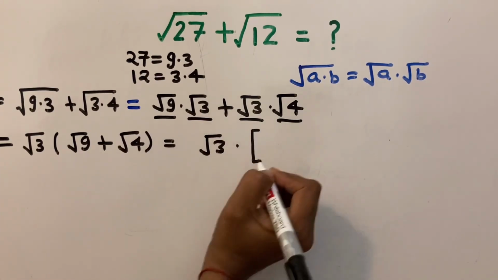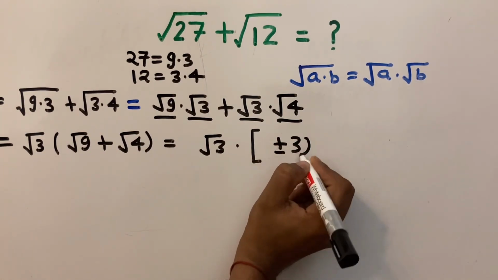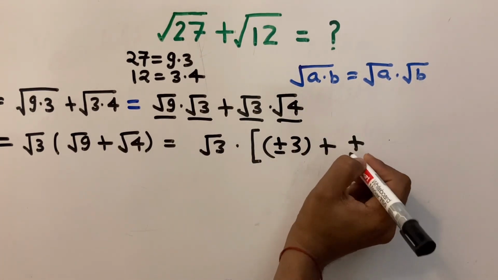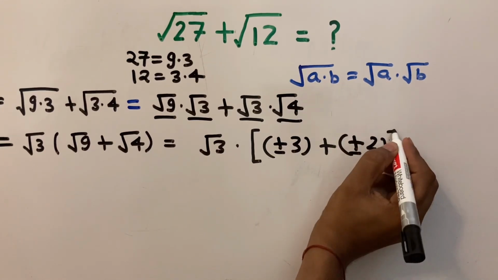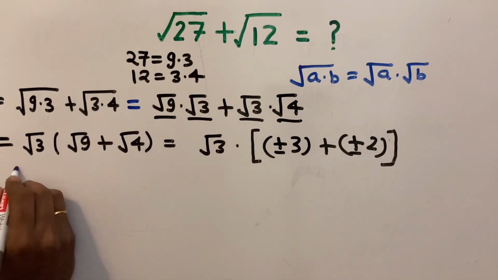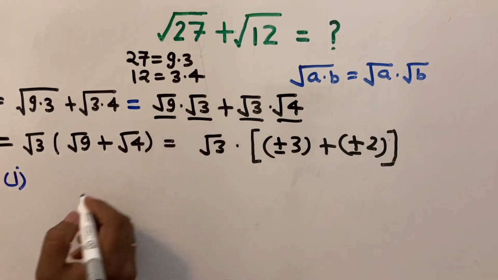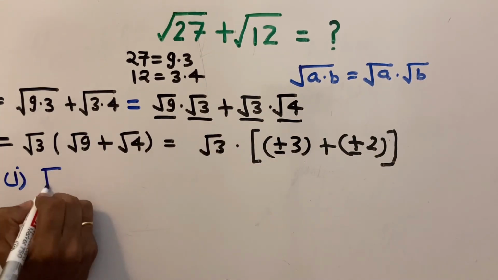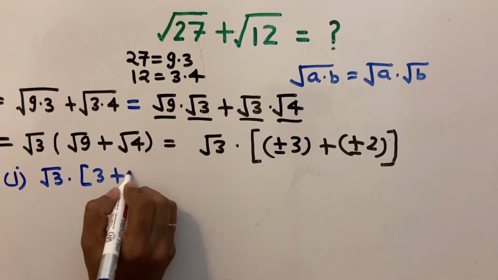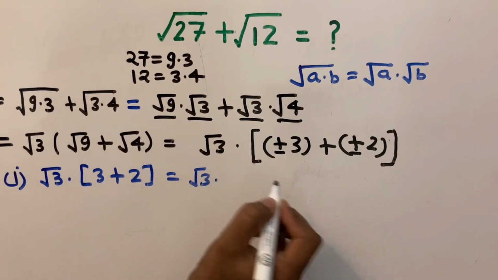Square root of 9 is equal to plus minus 3, plus square root of 4 is equal to plus minus 2. From here we can get two answers. First is, if we assume both of the square roots are positive, then this expression comes as square root of 3 multiply 3 plus 2, which is equal to square root of 3 multiply 5.